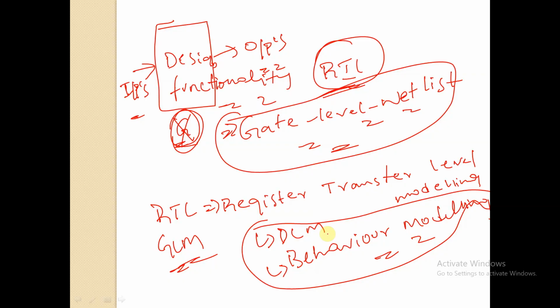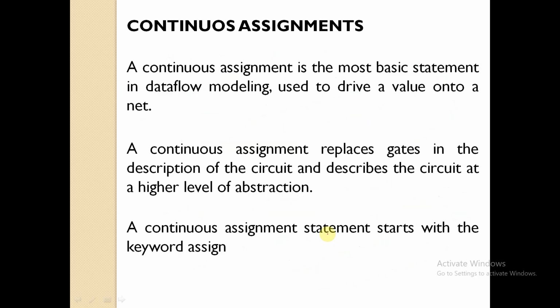So this is the introduction to data flow modeling, why we are changing our focus from gate level modeling to data flow modeling. Coming to data flow modeling, we have a concept called continuous assignments. What is meant by continuous assignment? A continuous assignment is the most basic statement in data flow modeling, used to drive a value onto the net.